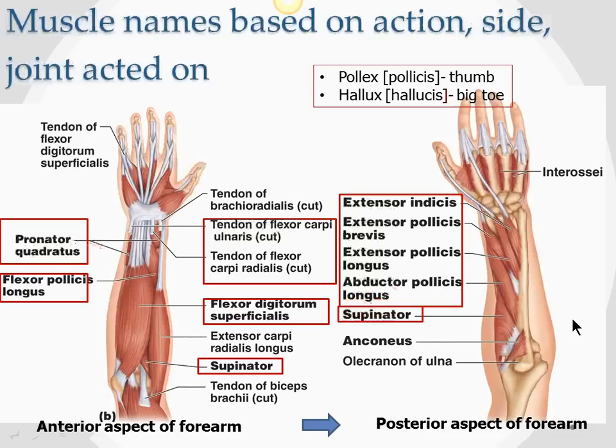So as you can see, on the anterior aspect you have the flexors. On the posterior aspect, you have the extensors. And this is for the upper limb. When we do some principles of muscle action, we'll see that it changes a little bit when we come to the lower limb.